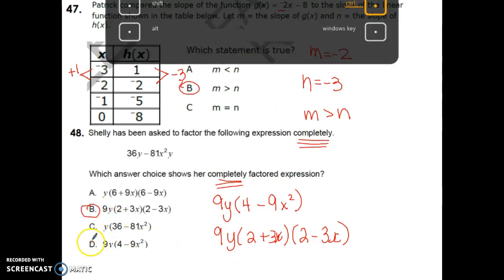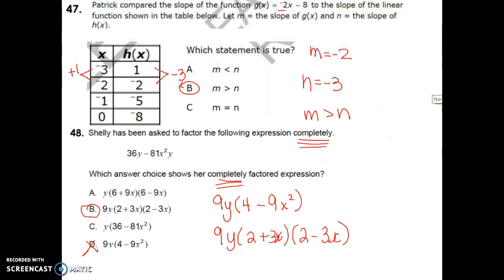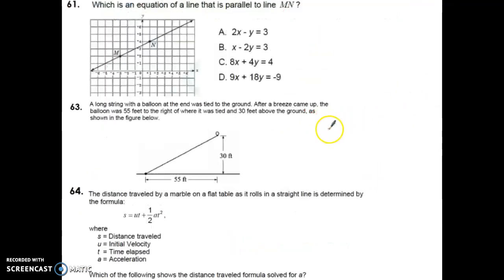Completely factored. Let me stop hitting this button. All right, and we're almost done. 61, which is an equation of the line that is parallel to MN?